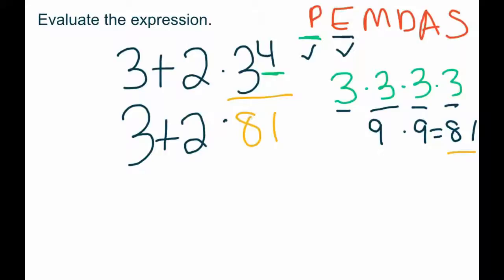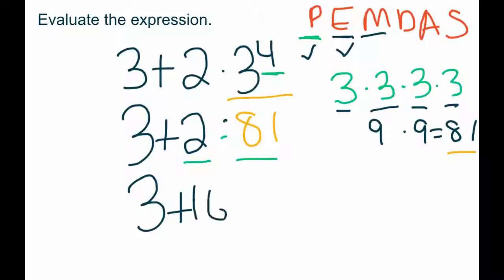Next, we are to do M, multiplication. So that means that we would do 2 multiplied by 81 because of our multiplication symbol here. So we rewrite everything else. So we write 3 plus, and 2 multiplied by 81 is 162. So instead of rewriting 2 multiplied by 81, we replace it with 162. So now that one is complete.